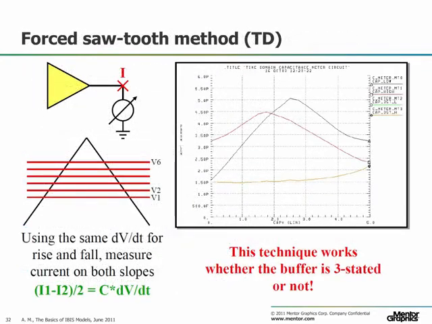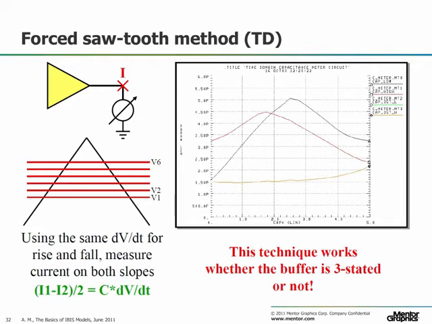My favorite capacitance measurement technique in the time domain is what I call the forced sawtooth method. In some ways, this method is very similar to IV curve measurements because we force the voltage and measure the current on the output of the buffer. But the main difference here is that the voltage source applies a sawtooth waveform to the buffer and the slopes of the sawtooth waveform are very steep.